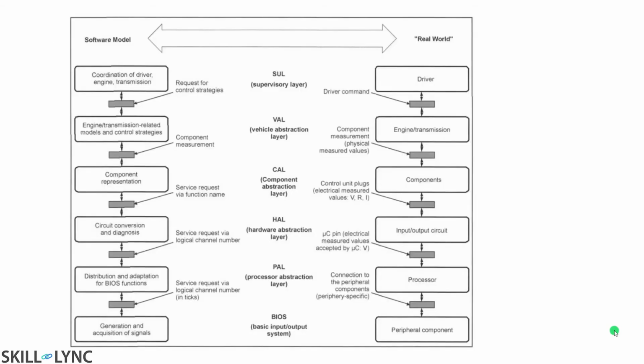Then we're going to move on towards the software standards. We can see here that we have the software model and the real world model, and there are different things called abstraction layers. An abstraction layer is an algorithm, something that is readable across all different software. The ECU has to be written in C++.